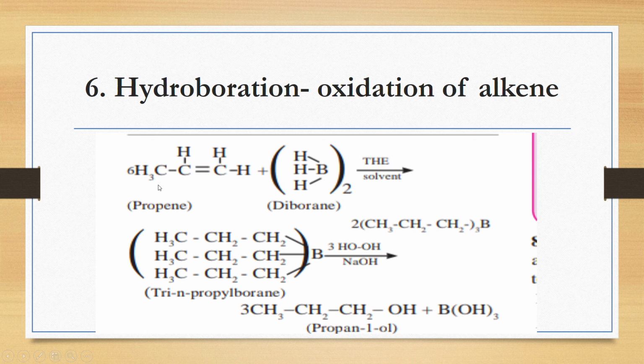So the CH3 group will remain the same. The CH group will get converted into a CH2 group and the CH2 group will remain the same. Further, we'll react this tri-n-propyl borane with 3 molecules of hydrogen peroxide in alkaline medium, and we'll get propan-1-ol with B(OH)3 molecule. So this is all about hydroboration oxidation of alkenes.